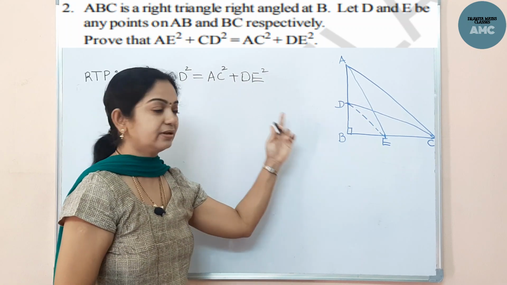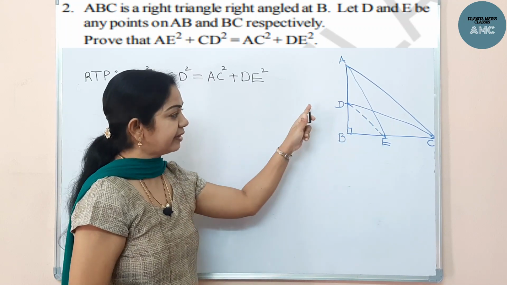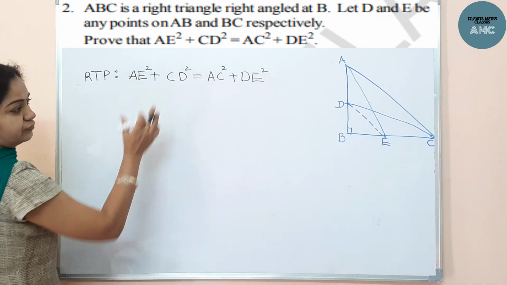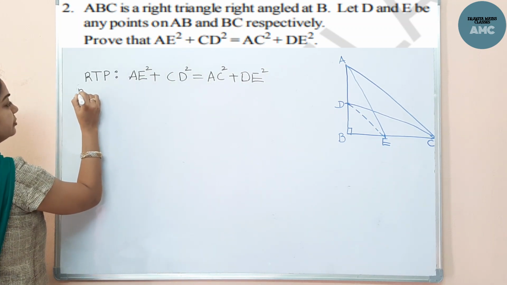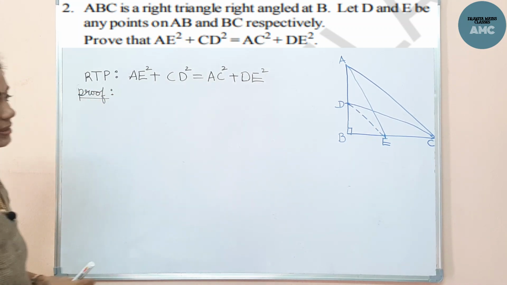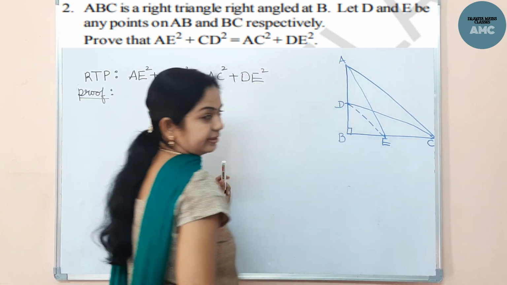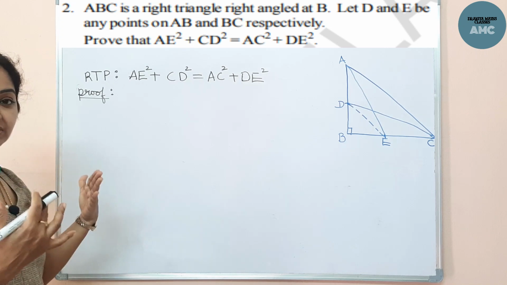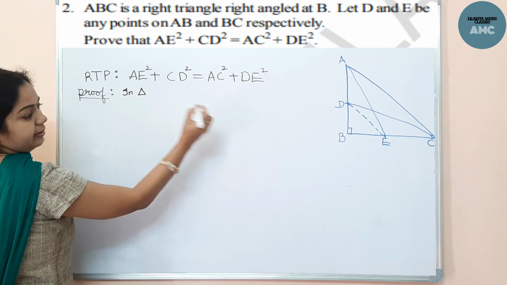Now, the diagram is given clearly that ABC is a right angle triangle, right angled at B. And also, they have joined D and C and A and E. Now, here we have to prove this. Given, we don't need to write because the diagram is given there. Now, here we'll start the proof. Clearly see that this triangle BDC is right angled and AB is right angle. When you say right angle triangle, we can tell that we have to use the Pythagoras theorem.